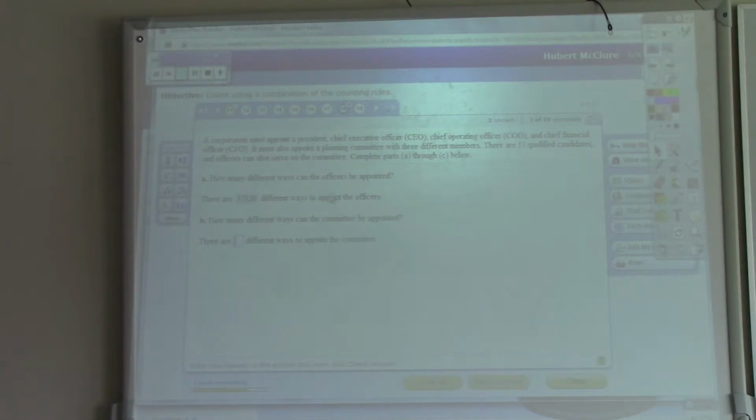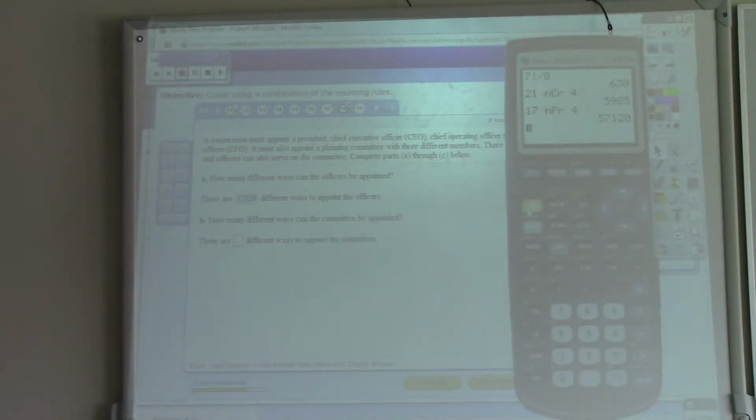Okay, now what about the committees? Does the committee have to be in order? No. So it's a combination. So pull up your handy dandy calculator and second function entry. There's your combination, and it would be 17 combination of 3. That's 680.